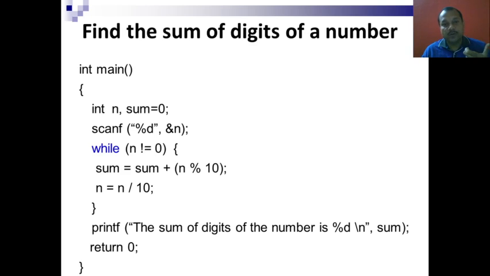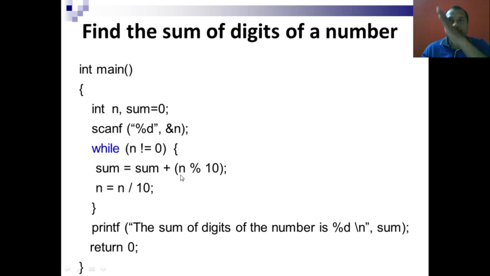So I got that 4 and I am adding that 4. After adding that 4, 4 is gone from 1234. Next, what do I have to get? I have to get 3. In order to get 3, what will I do? So after this n percent 10, I got 4.